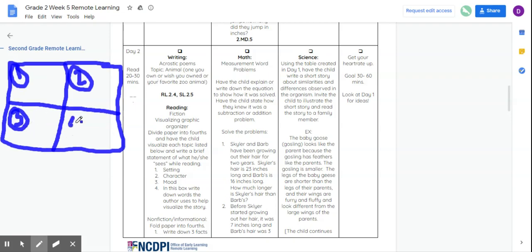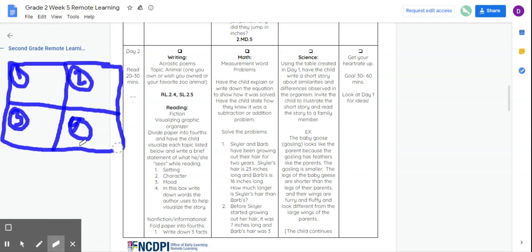And lastly, in the fourth box, you're going to tell me words that the author uses to help you visualize the story. So if the author talks about a storm coming and it says it's dark and cloudy, that helps you picture that in your head. So if they use the word dark and cloudy, you can put that in this box. If they talk about how a lunchbox is dirty and filled with food, you could put dirty and filled with food. So the fourth section is the most tricky, I think, because you have to come up with the describing words that the author uses.